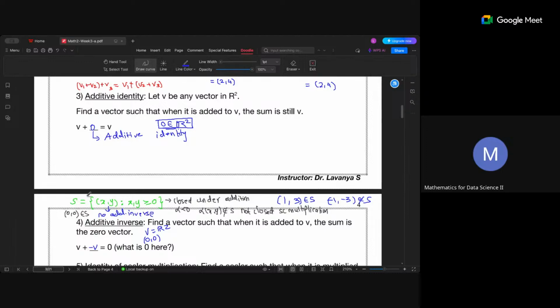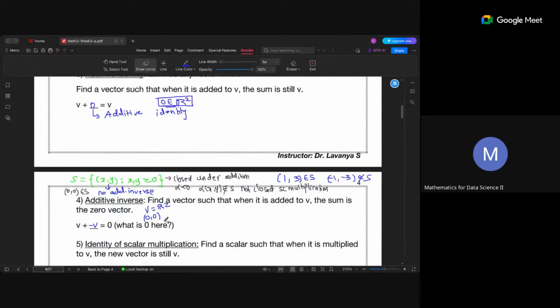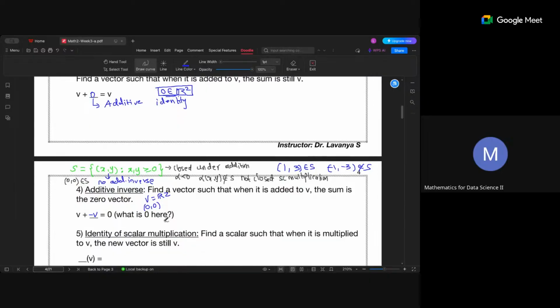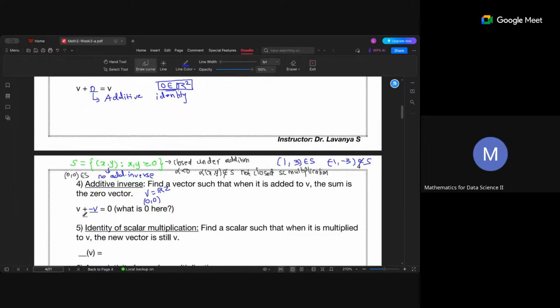So a set can have some properties and not have some of the properties. So you have to verify each and every property separately. Do you understand what is meant by additive inverse? Additive inverse means a vector which satisfies this property. Also, the vector should belong to the space, otherwise it does not make sense. It is a vector in the same space which satisfies the property.